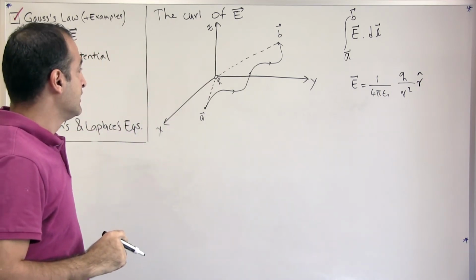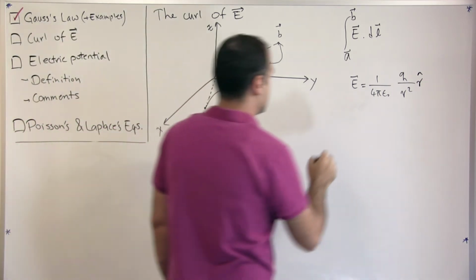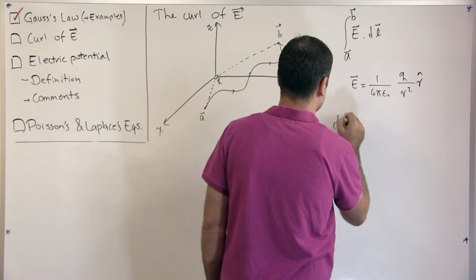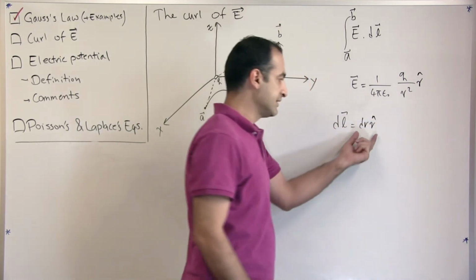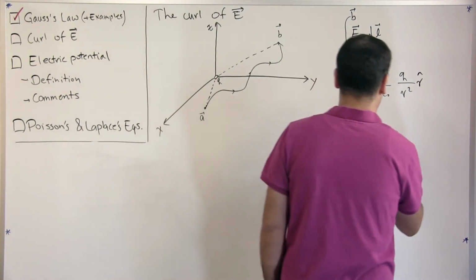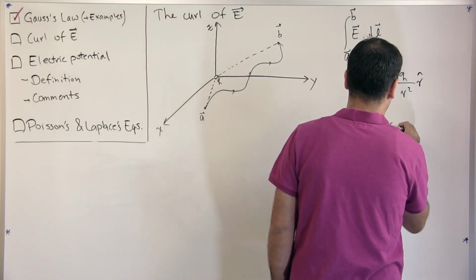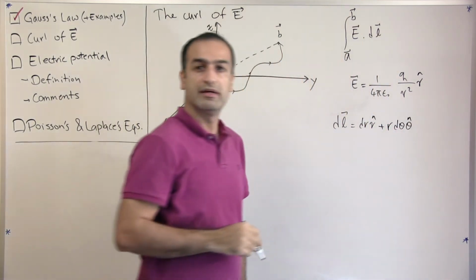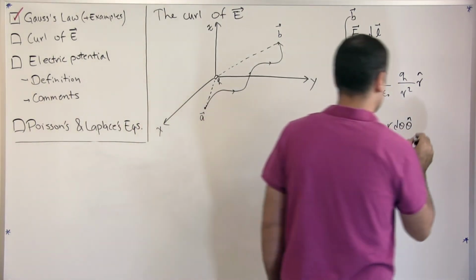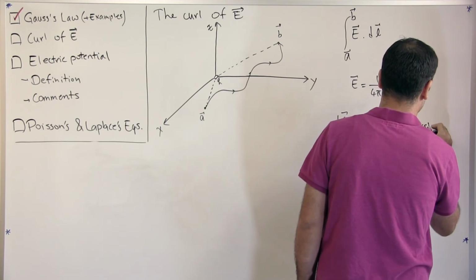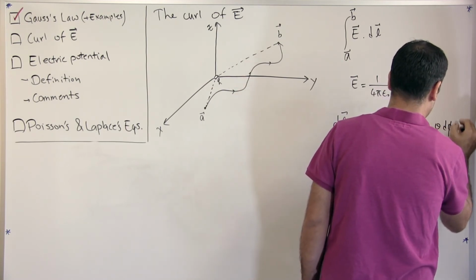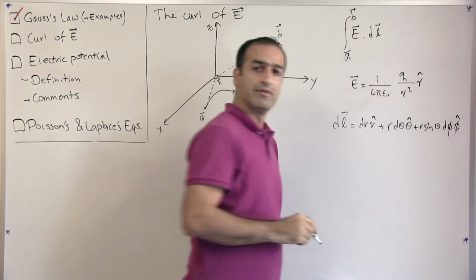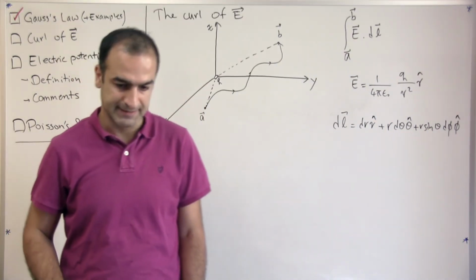And dl in spherical coordinates is what? dl is dr times r hat, the radial component, plus r d theta theta hat, the polar angle, plus r sine theta d phi phi hat, the azimuthal angle.